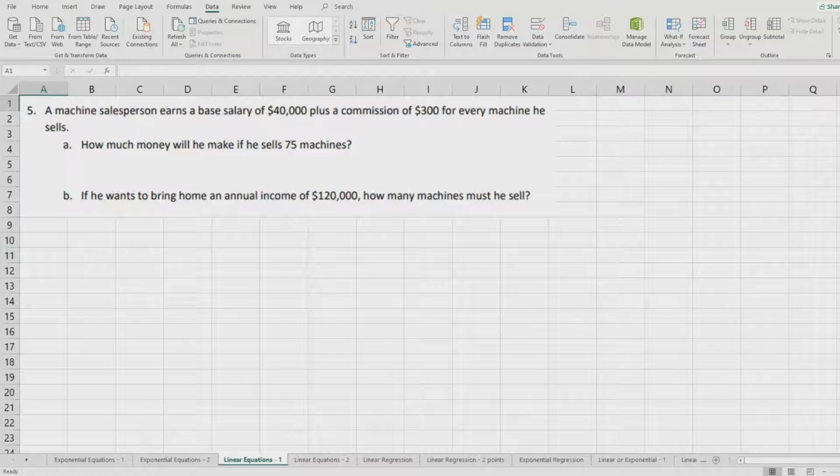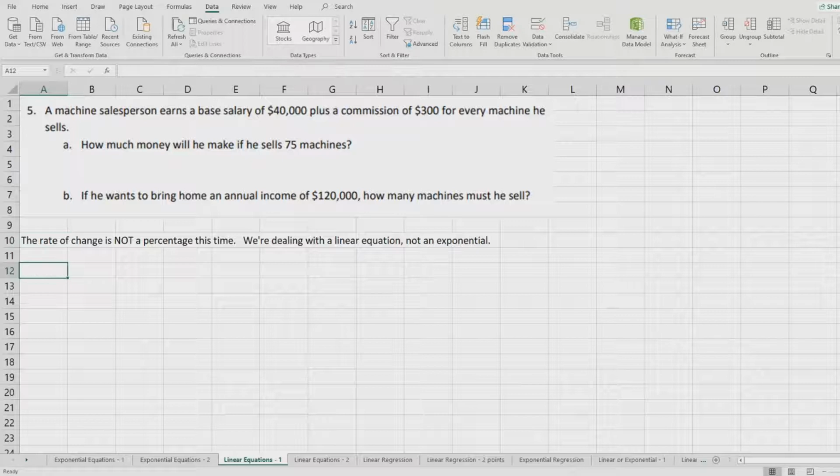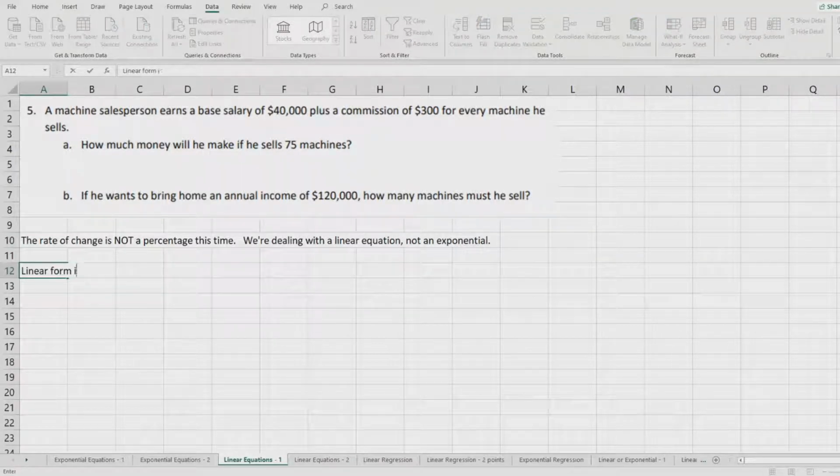So for this, I look around and I don't see any percentages. So the rate of change is not a percentage this time. And that means we are most likely dealing with a linear equation, not an exponential. Now your linear form is completely different from your exponential form. It's going to be y equals m multiply x add b.